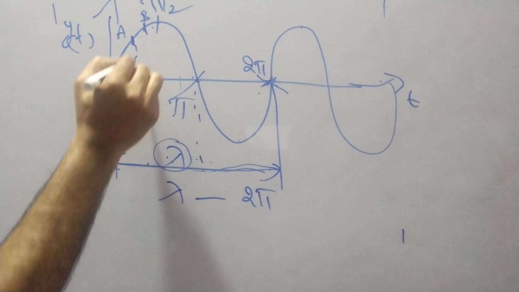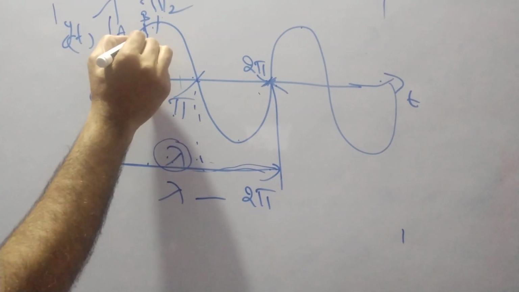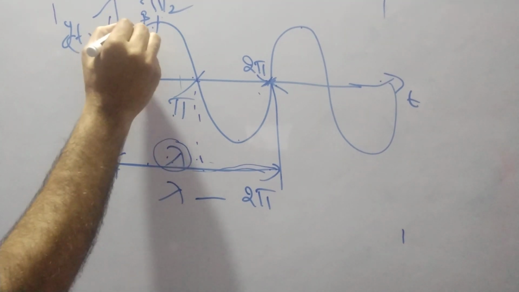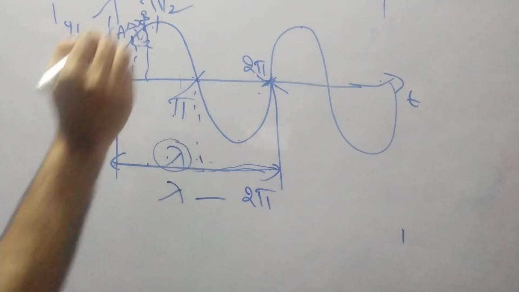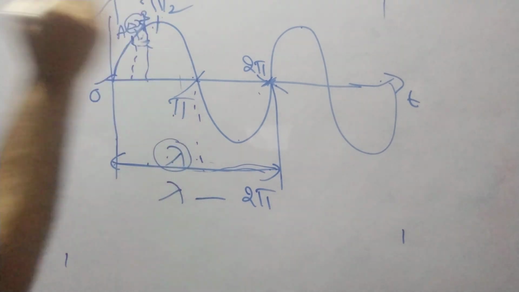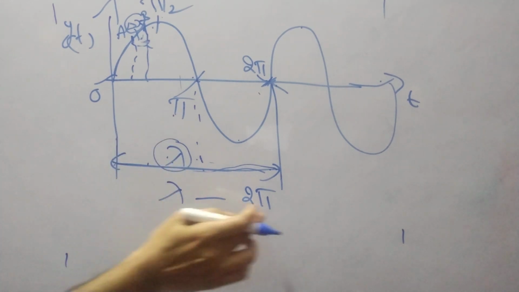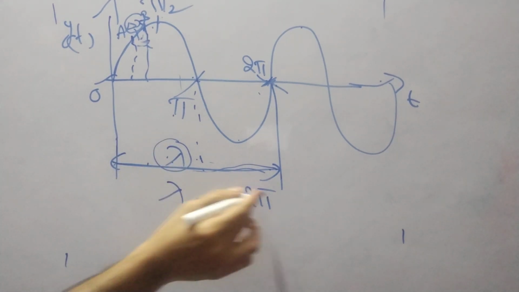I am taking 2 points here, A and B. This is delta x, suppose. This is delta x. So for delta x, what is the phase? For lambda, the phase is 2 pi, the phase angle, phase difference.